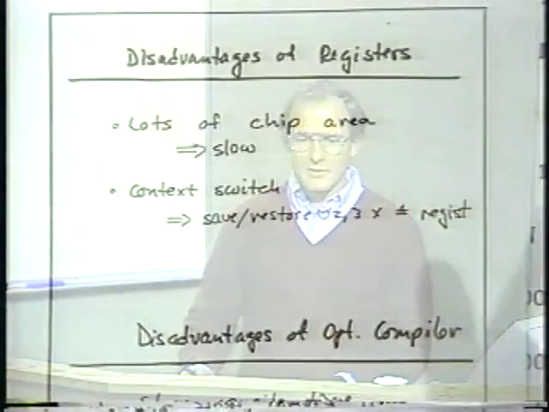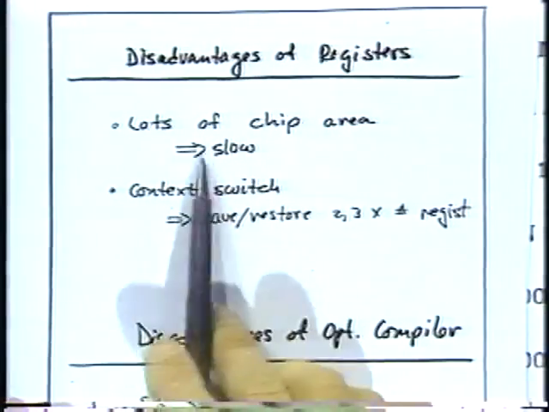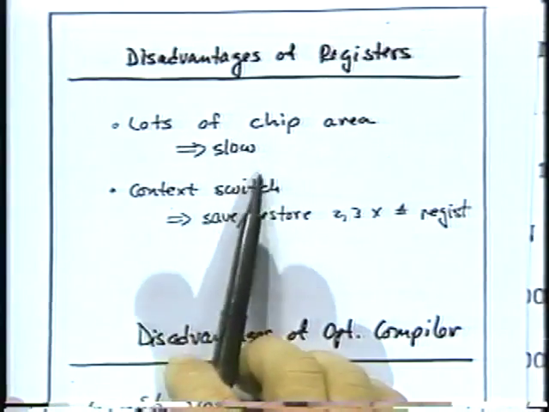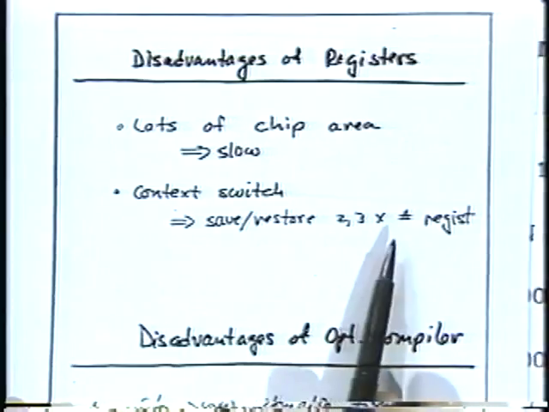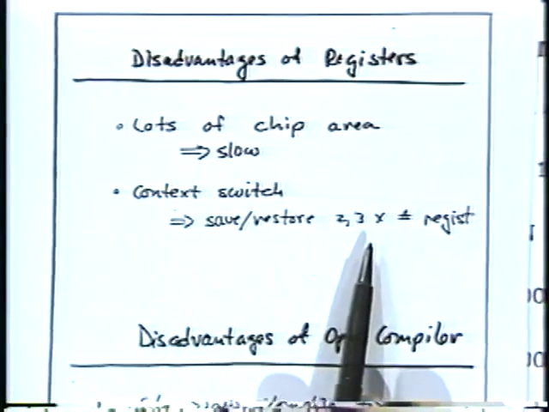Okay, so what's the difference between having the compiler do it and having the register windows? The disadvantage of the register scheme is lots of chip area, so it could potentially slow the cycle, which is real bad. Another potential disadvantage is you have more registers to store away, on the order of 2 or 3 times as many registers.